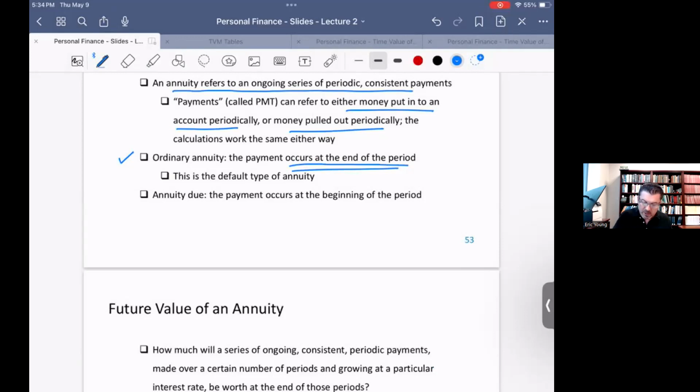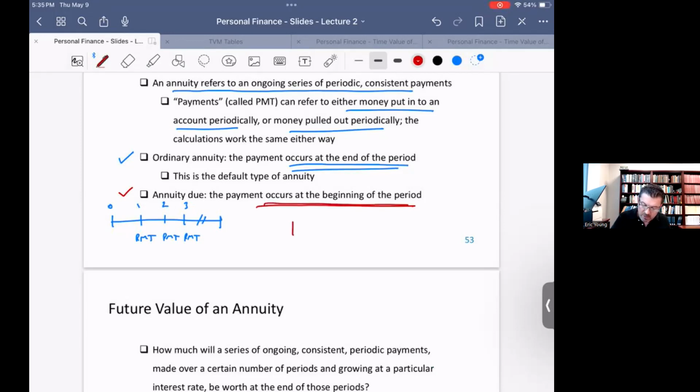Here's what an ordinary annuity might look like. It's like this. You're going to have, today is day 0, year 1, year 2, year 3, etc. That's where the payments occur. In other words, the first payment occurs at the end of the first year. There is, however, another type of annuity, which we will not cover in here, but so you know, called an annuity due. With an annuity due, the payment stream begins at the beginning of the period.